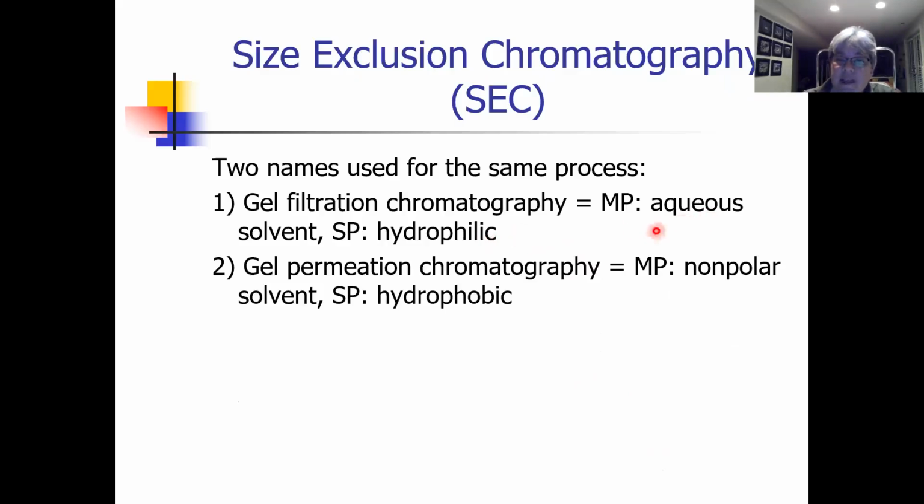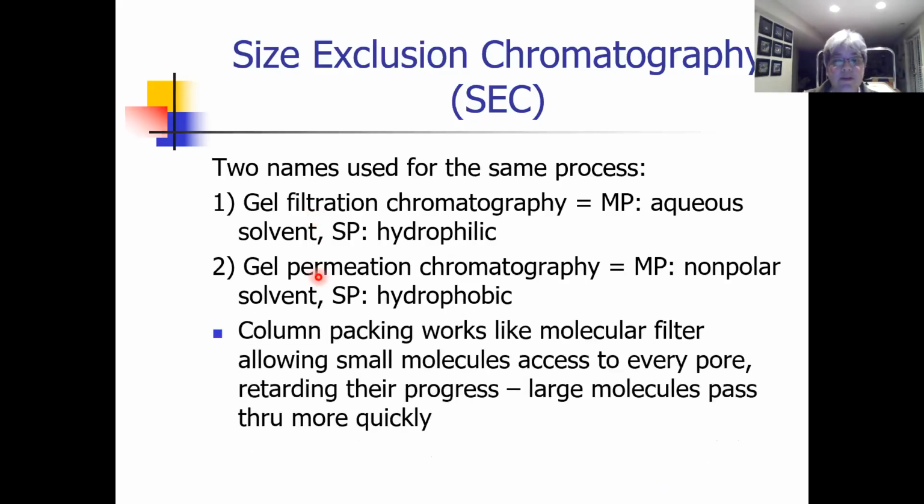If the mobile phase is aqueous and the stationary phase is hydrophilic, hydro meaning water, philic meaning to like, these are polar compounds. Here, a non-polar stationary phase is hydrophobic, water fearing, so they don't like water. These are non-polar. So they just give it a different name if you're separating polar versus non-polar. One's called gel filtration, the other gel permeation. But the principle is the same.